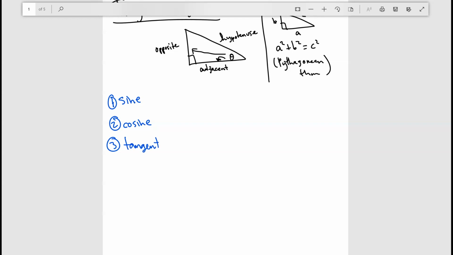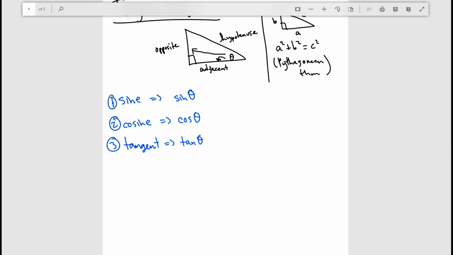And these have a little bit of an abbreviation. This one I'm going to call the sine of theta, so it's the sine of the angle. This is going to be called the cosine of the angle, so I'm abbreviating it. This is going to be called the tangent of the angle.